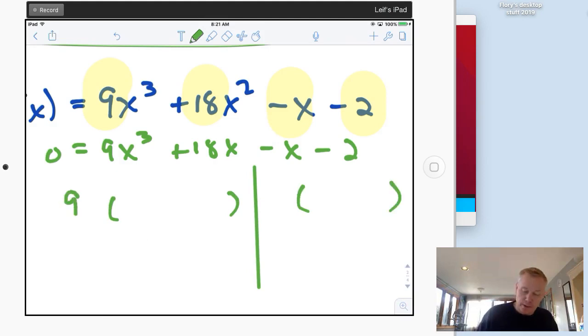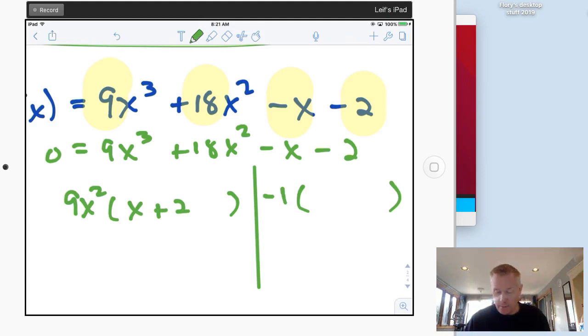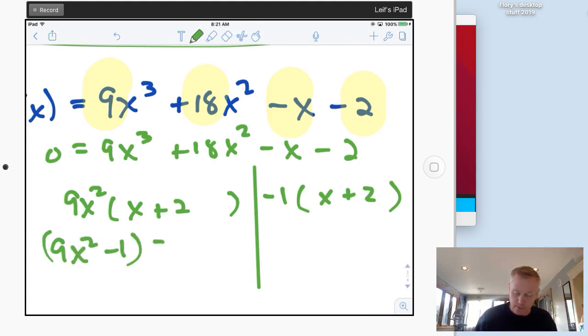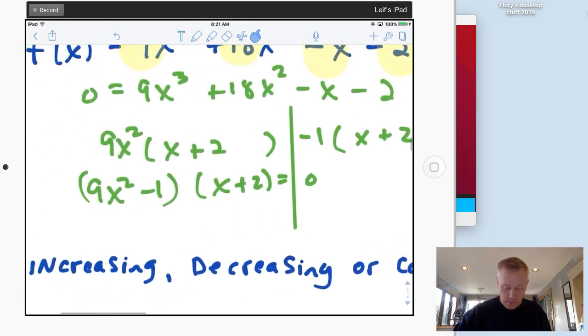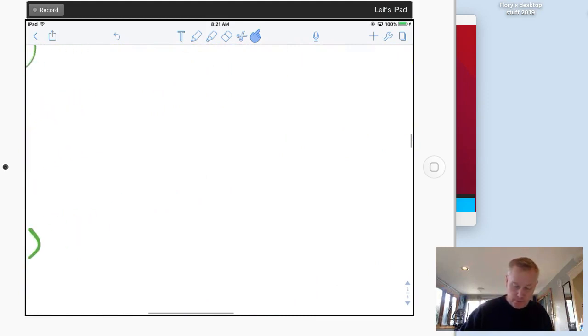Left side, I pull out a 9x squared. And an x squared, I'm left with x plus 2. Over here, I pull out a -1, leaves me with x plus 2. So then I got 9x squared minus 1 times x plus 2 equals 0. And then solve it. All right, I'm going to do it over here. 9x squared minus 1 and x plus 2.